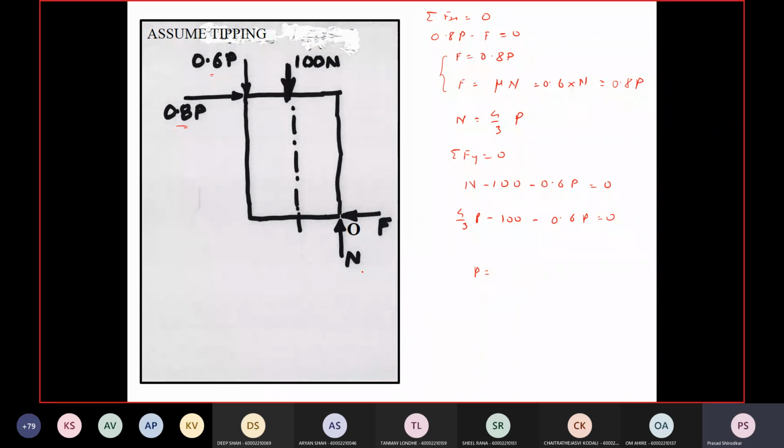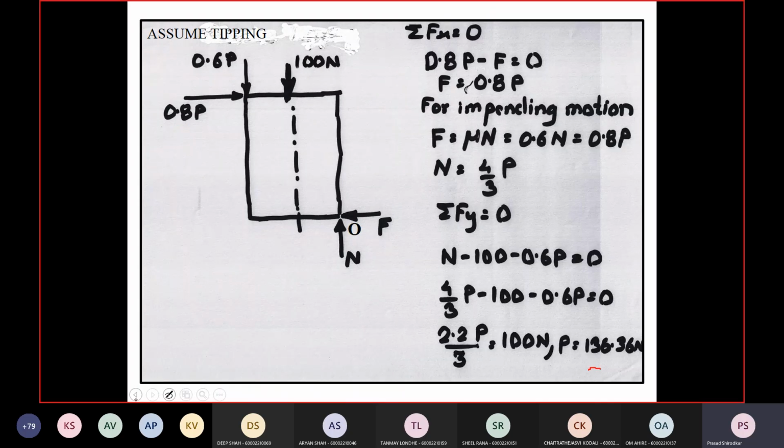Yes, tell me the value of p. $136.4. 136.4 or 136.36 newtons as I have written. Sometimes I round it or sometimes I don't. Right. So P is 136.36 newtons.